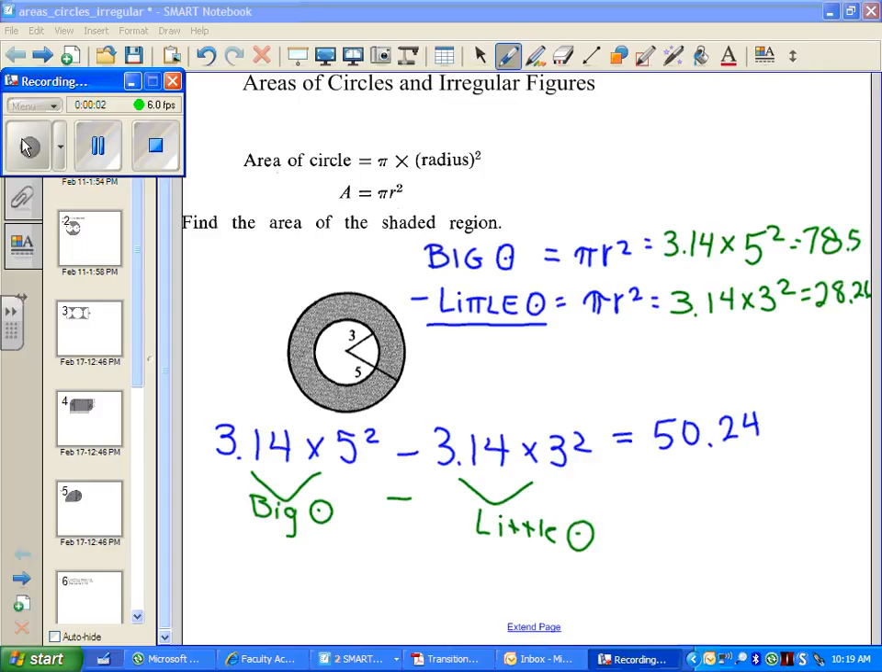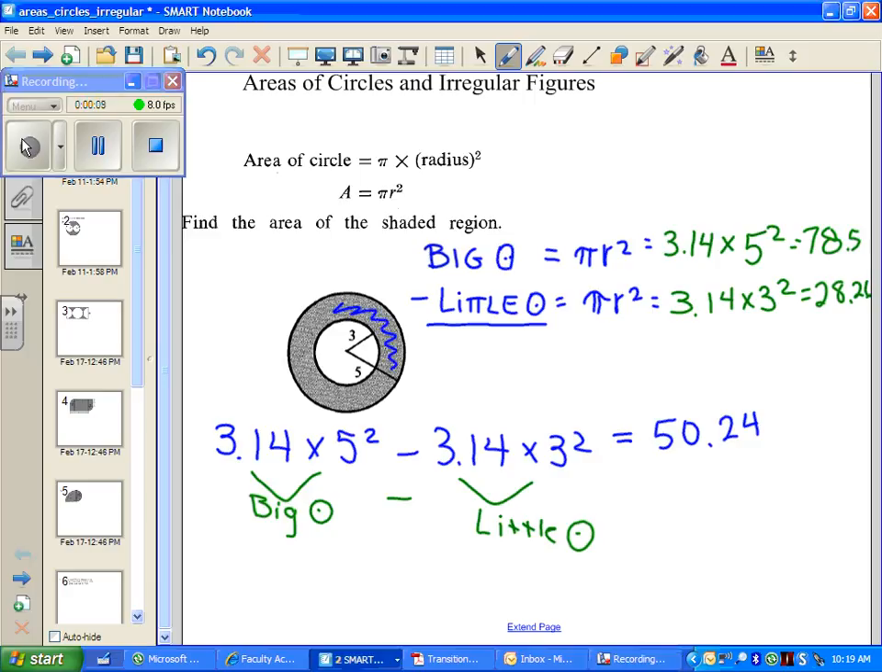We take the area of the big circle and subtract the area of the little circle in order to get the area of the shaded region right in here. The shaded region is not a circle, so we can't use pi r squared there. That's why you cannot subtract your two radiuses and use 2 as a radius. That's not a circle. So we have to subtract the little circle from the big circle.